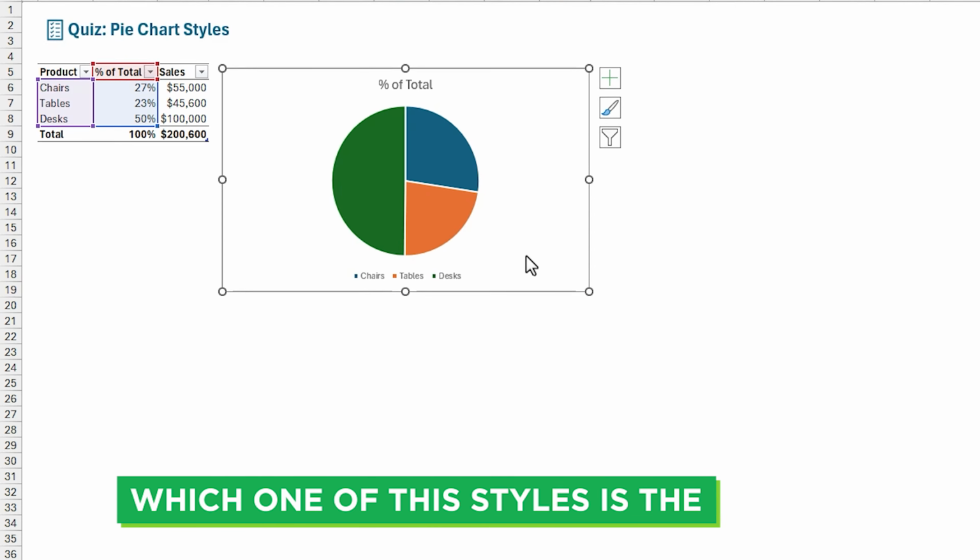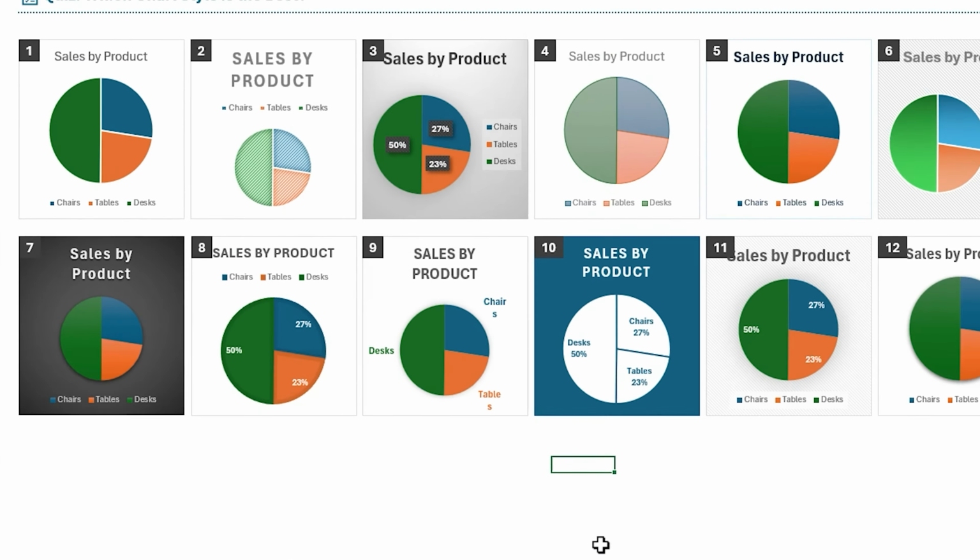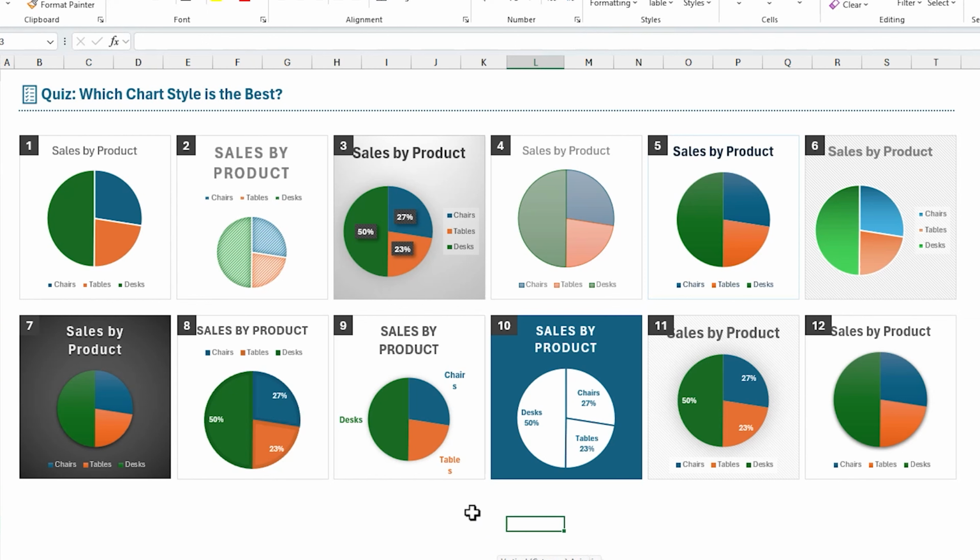And I have them all here on the quiz sheet where you can see all of the styles in more detail. And if you want to pause the video now and study these and then come back and I'll share my answer. So you might be a bit surprised by my answer here, but I actually like style number 10 the best. And that's because it has both the category name and the value in the data label here. None of the other chart styles have that.